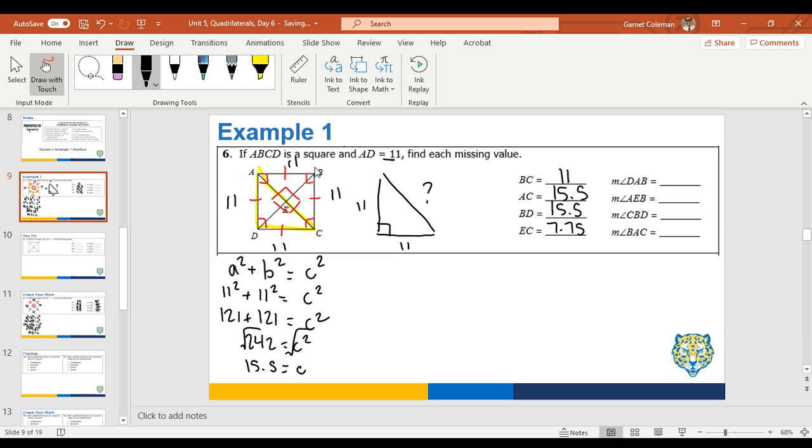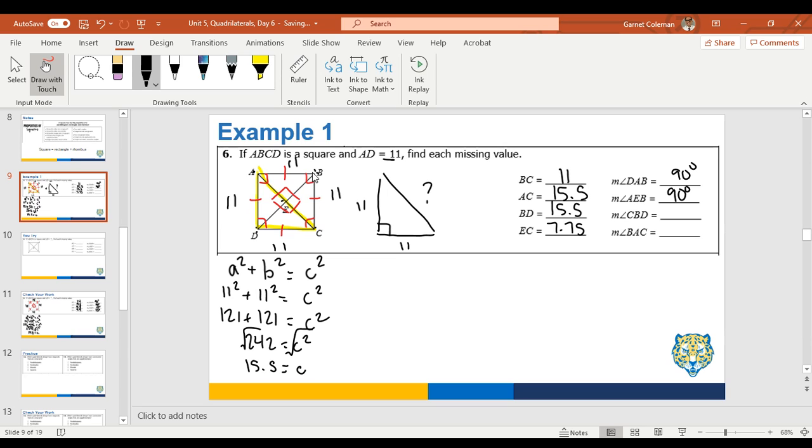The angles are a lot easier. Okay, DAB. Oh, we already put a right angle right there, so I know that's 90. Let's check the next one. AEB. Oh, we already have our right angle box, so I know that's 90. Okay, let's check the next one.